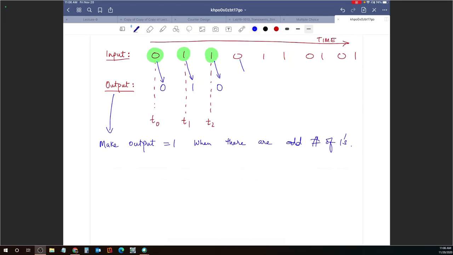And similarly, what happens here? Still 0. What happens here? Goes to 1. What happens here? Goes to 0. What happens here? Still 0. What happens here? Goes to 1. What happens here? Goes to 0. No, sorry. It's still 1 here. Here it goes to 0. You guys agree with this?